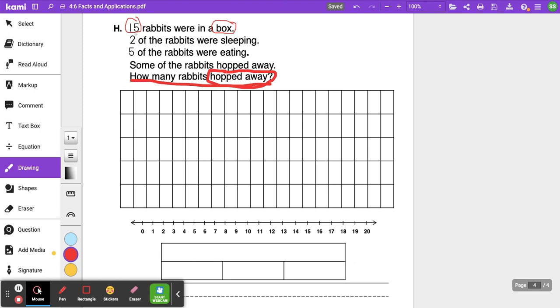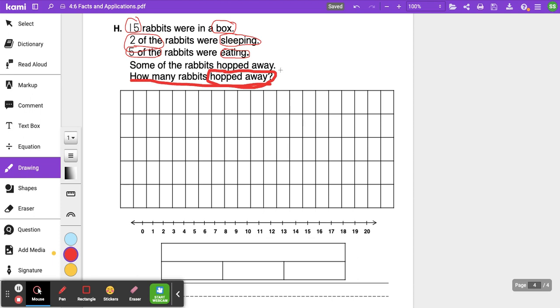2 of the rabbits were sleeping. What's important? 2 of the rabbits were sleeping. So this is one group. Remember, those are one of our subtraction phrases. So I have all of these rabbits, 15 rabbits in a box. One group of the rabbits is sleeping. 2 of the rabbits are sleeping. Okay, let's read the next line. 5 of the rabbits were eating. What's important? 5 of our rabbits were eating. So the next group are eating. There's 5 of them that are eating.